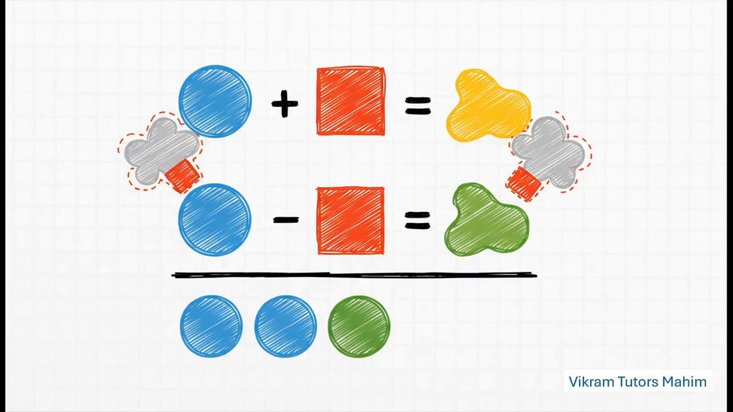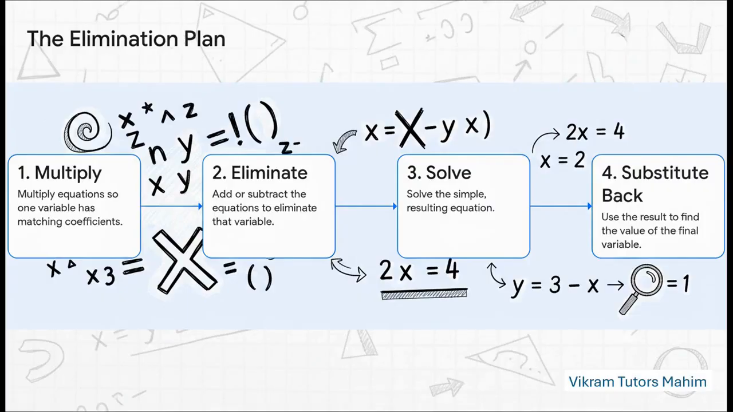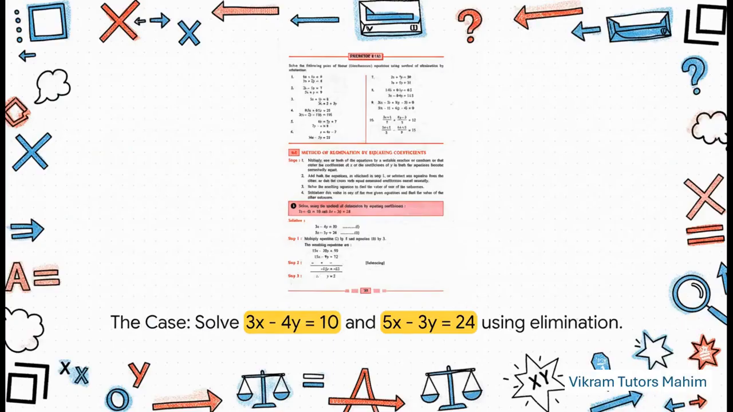Up next in the toolkit, the elimination method. The name says it all. We're going to make a variable vanish. The strategy here is to multiply the equations so a variable matches up. Then add or subtract to wipe it out. Let's try this method on our next case.